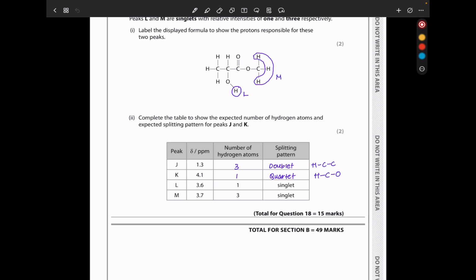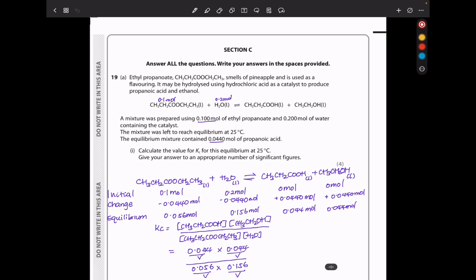So this brings us to the end of section B. Let's continue to section C. So question 19, they say ethyl propanoate smells of pineapples and is used as a flavoring. It may be hydrolyzed using hydrochloric acid as a catalyst to produce propanoic acid and ethanol. So that is the equation.